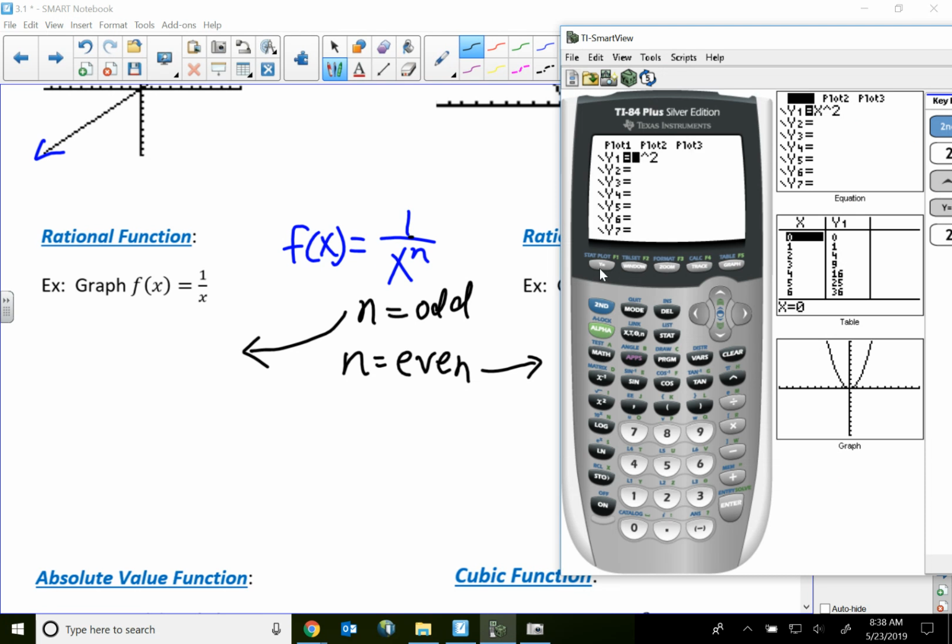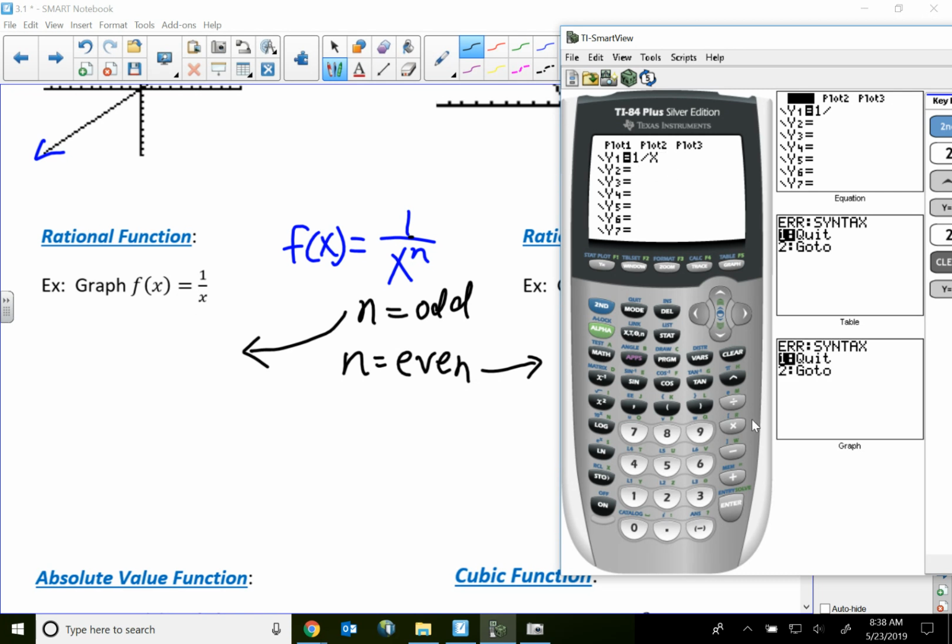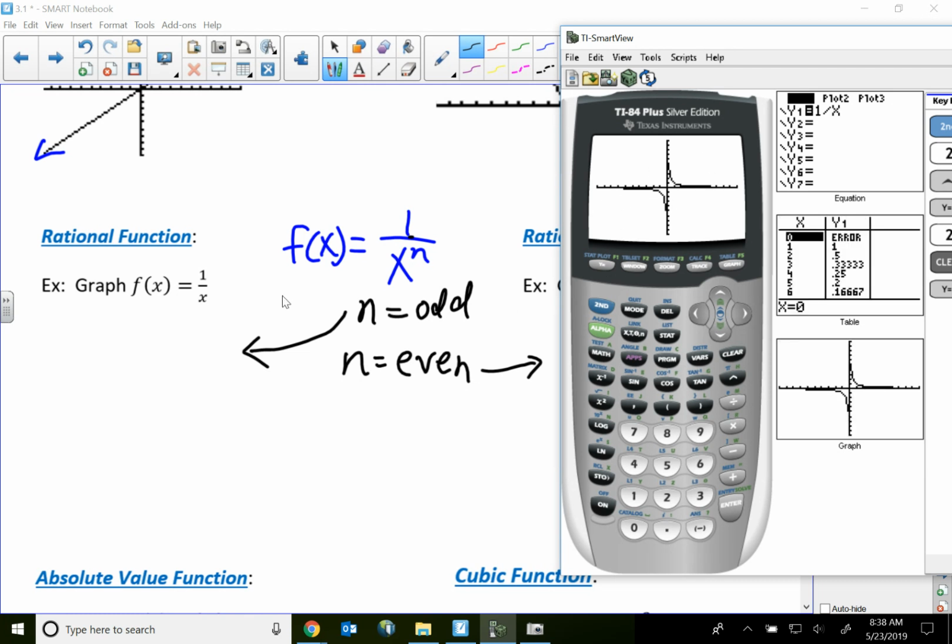All right, so I'm going to go back to y equals, clear out. I'm going to type in 1 over x. Oops, sorry, typing the wrong button. Second quit. 1 over x. Okay, it's one term over one term, so I don't need extra parentheses. So this is what 1 over x looks like. It doesn't look like much because my window is set at -10 to 10.